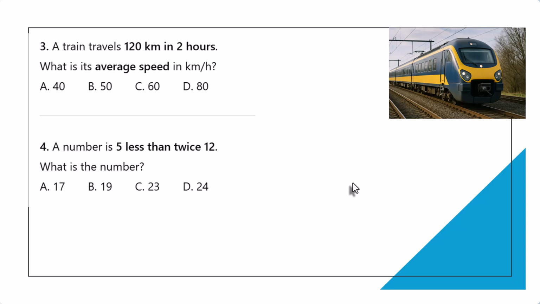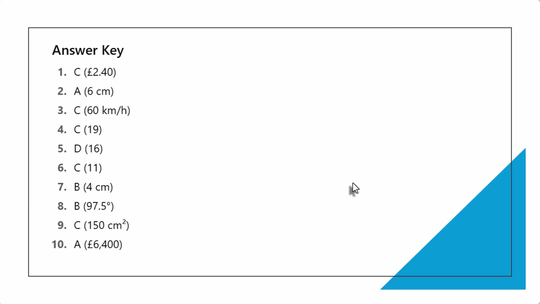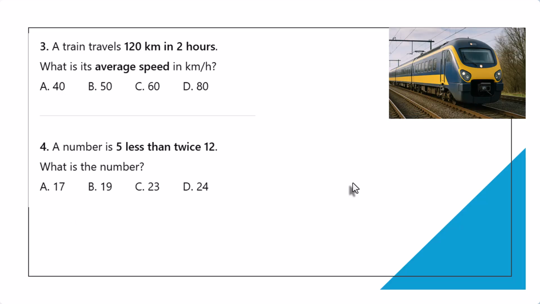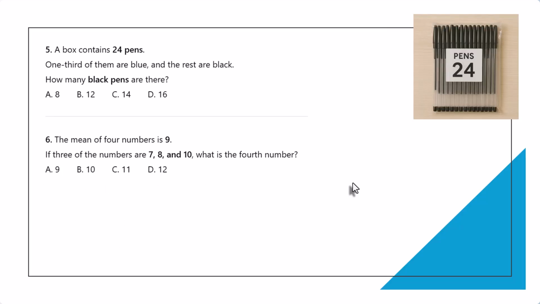Now, a number is 5 less than twice 12. What's the number? Okay. Now we're going to go to question 5 and question 6. So pause the video right now and try question 5 and question 6.